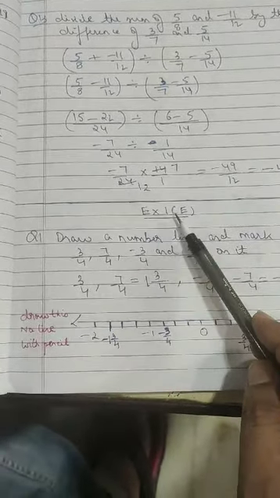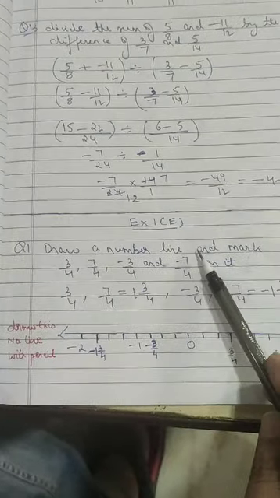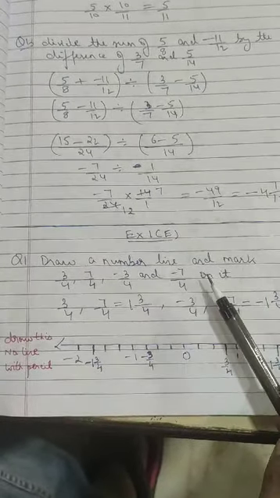Now, exercise 1E. It says we have to draw a number line and mark all these points on it.